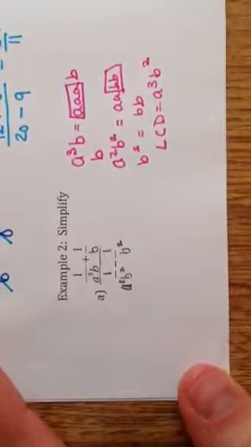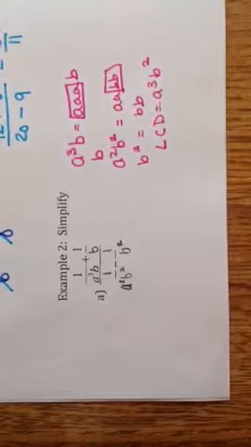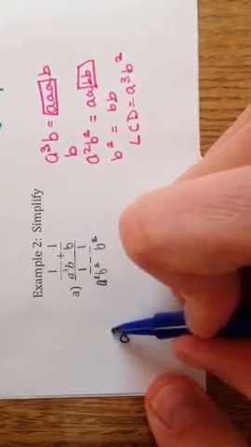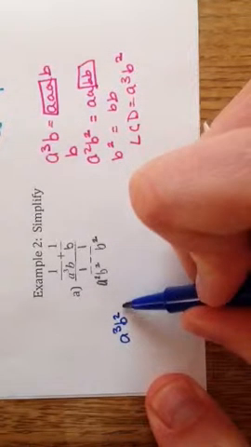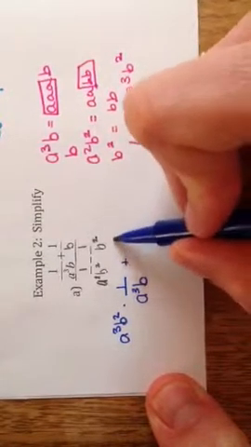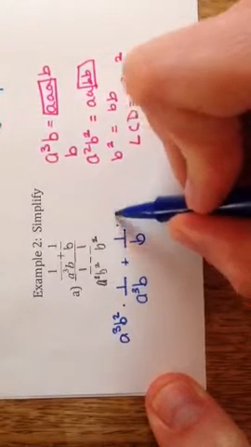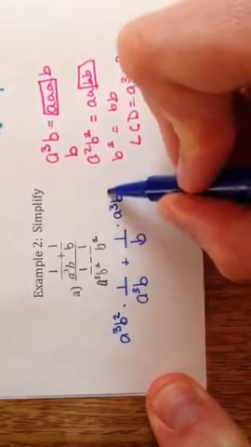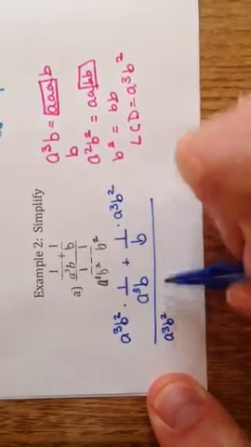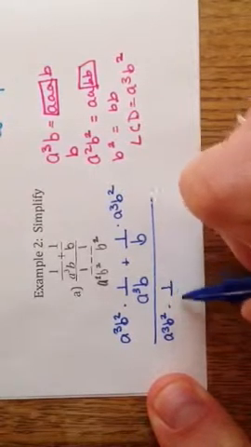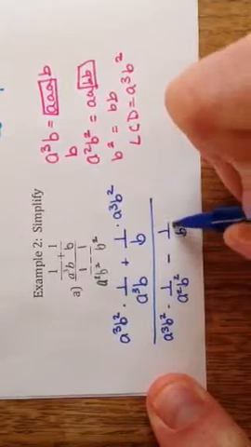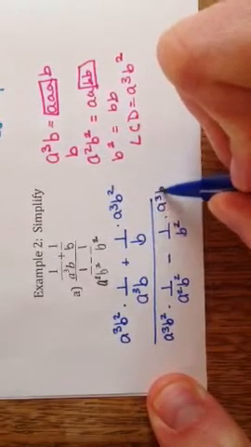So I'm going to multiply all my numerators by my LCD. So I'm going to have a cubed b squared times 1 over a cubed b plus 1 over b, and I'm going to times that by a cubed b squared over a cubed b squared times 1 over a squared b squared minus 1 over b squared times a cubed b squared.